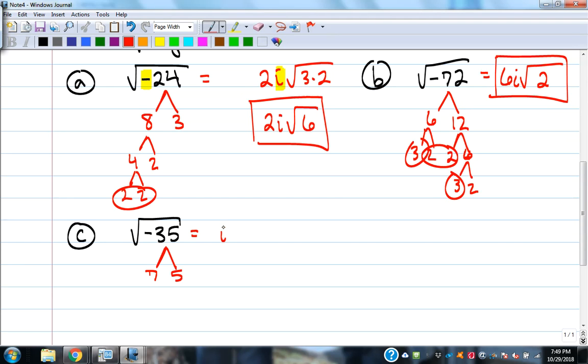An i, because it's a negative 35. And you just put 7 times 5 back together inside to be 35. So that can simplify a little bit, because that negative in there is where that i comes from. So a negative underneath the square root gets you the i coming out. Okay.